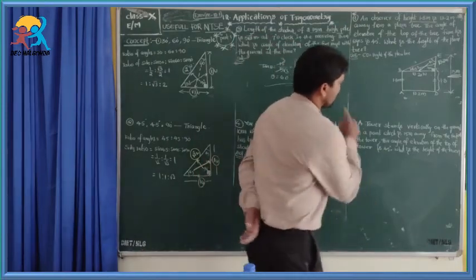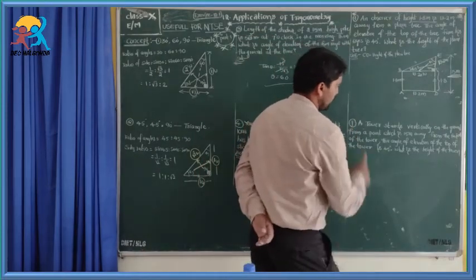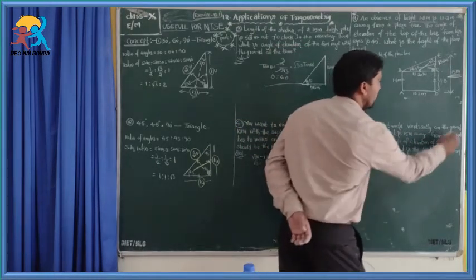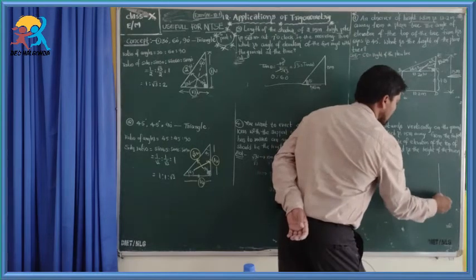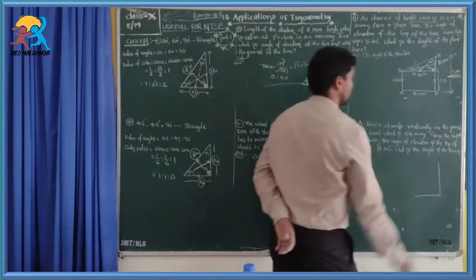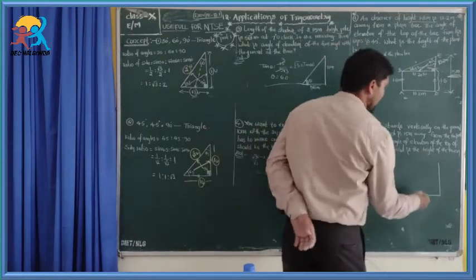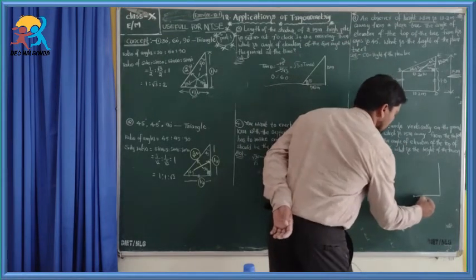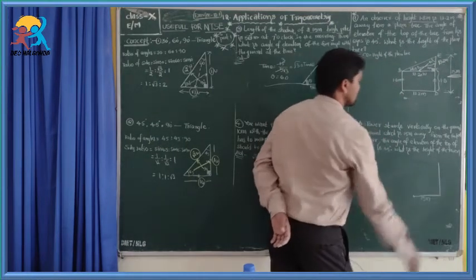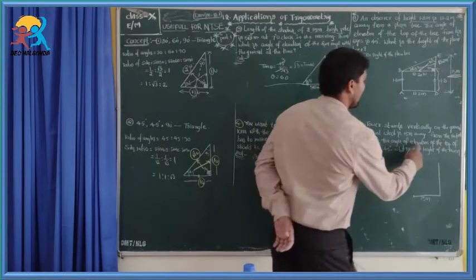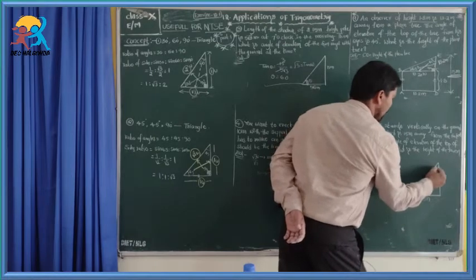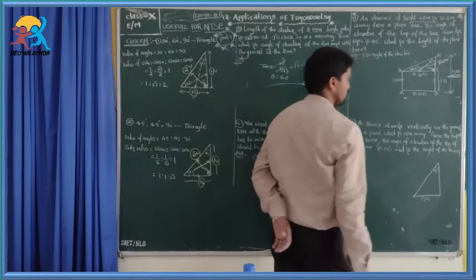And first question. Here we have the first question in the exercise 12.1. A tower stands vertically on the ground. This is the ground and this is the tower. From a point which is 15 meter away from the foot of the tower, the angle of elevation of the top of the tower is 45 degree. This top is making 45 degree angle.